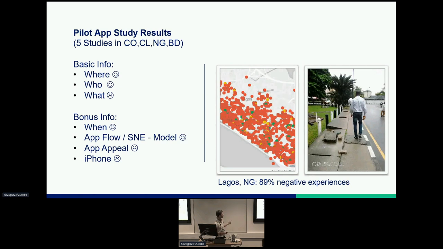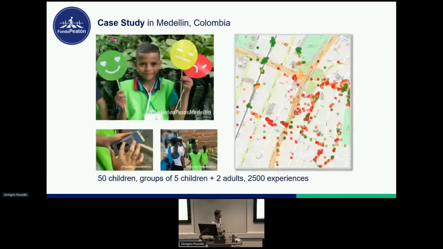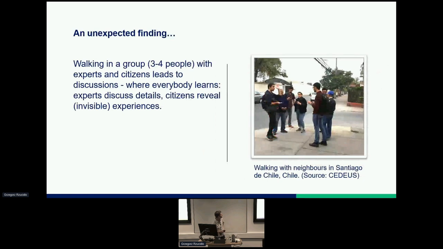So with respect to other information, the when was okay, the model did work. The app appeal, so remember, looked like this. It looks nice here, but if you have it on your personal phone, it didn't look so nice. And we also had the problem that decision makers usually use iPhones. So how do you sell your app when the bosses can't install it? So we also had unexpected findings. One was that this manual way did work well, kind of, too. Not just focusing on the app.